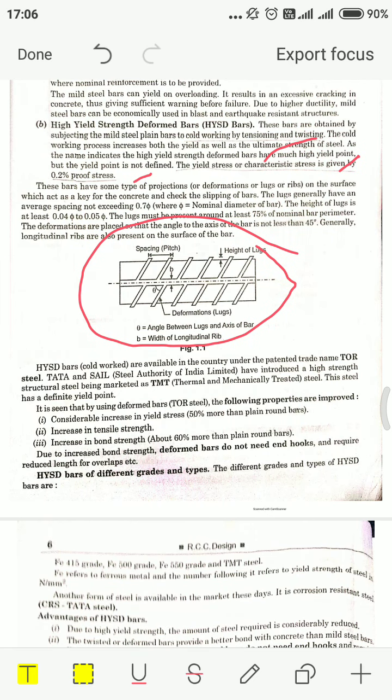It is seen that there are also different kinds of bars other than HYSD bars available in the country under the patent names TOR, twisted bars, Tata and SAIL, and also a steel marked as TMT, thermally mechanically treated steel. This steel has a definite yield point. It is seen that by using deformed TOR bars, the following properties are improved: considerable increase in the yield strength, increase in the tensile strength, and increase in the bond anchorage.